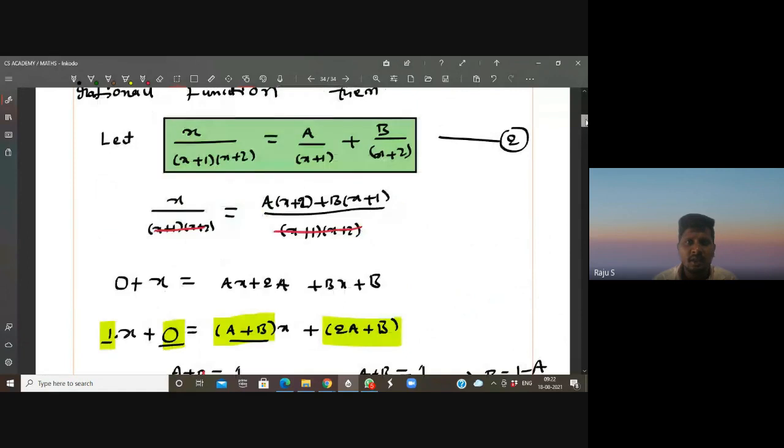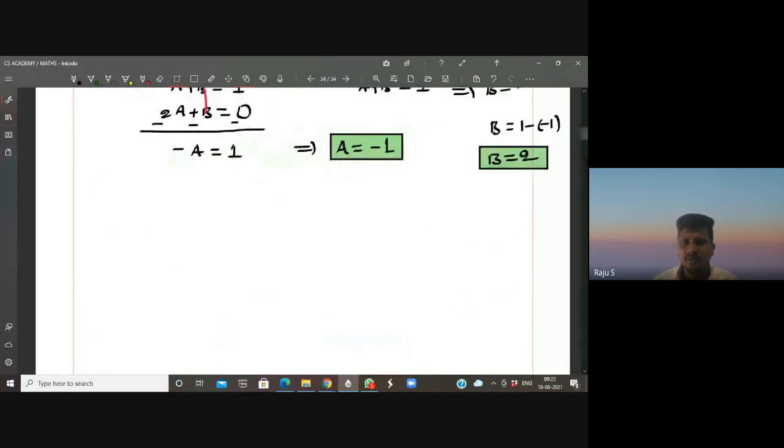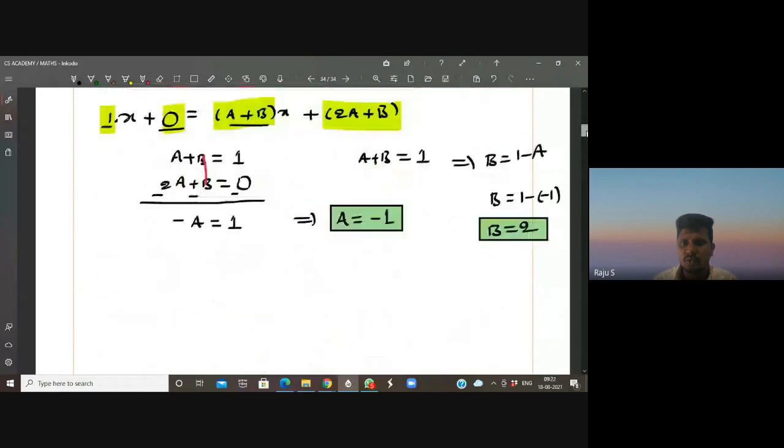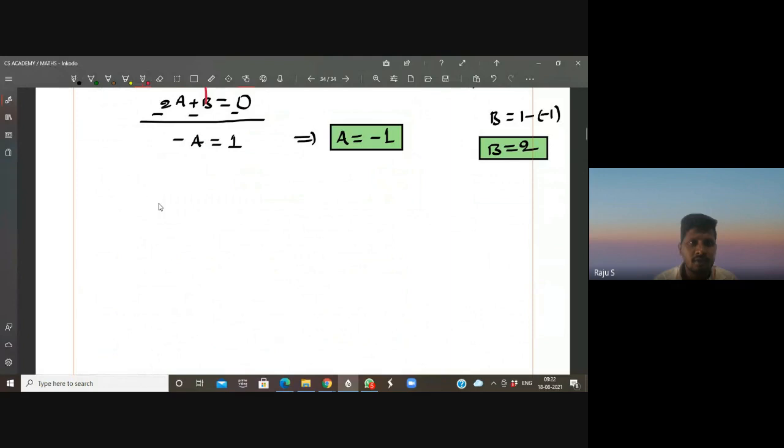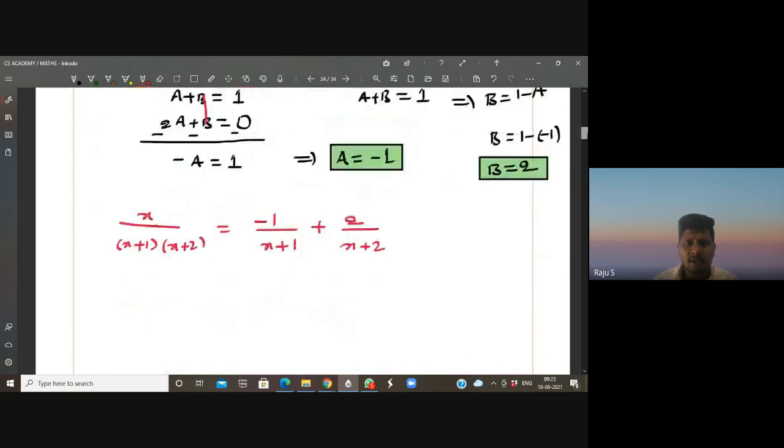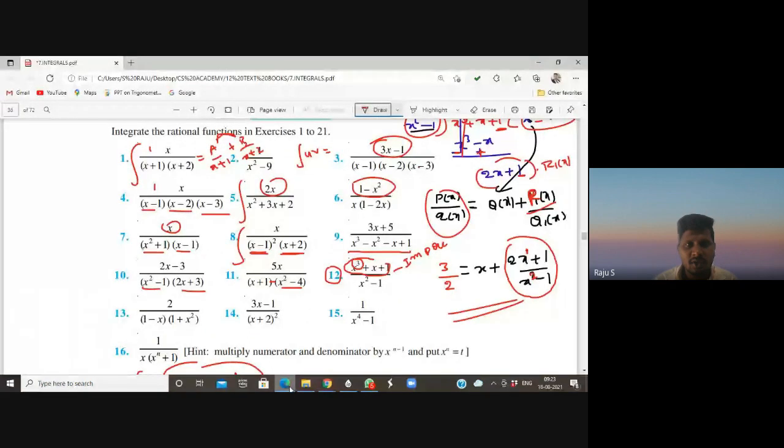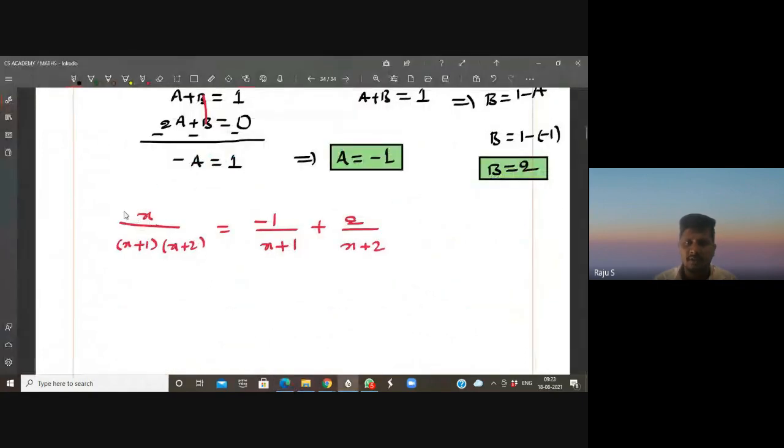After getting A and B, substitute those values in equation 2. So what is equation 2? LHS is x by (x plus 1)(x plus 2), and the right side is A by x plus 1 plus B by x plus 2, where I replaced the A and B values. This is the given question, x by (x plus 1)(x plus 2), so we can find its integral. So take the integral with dx.